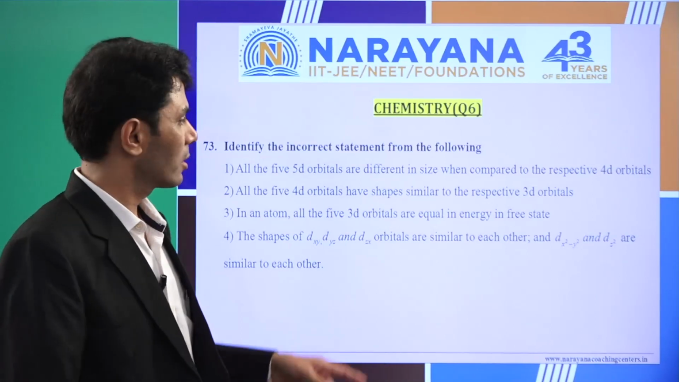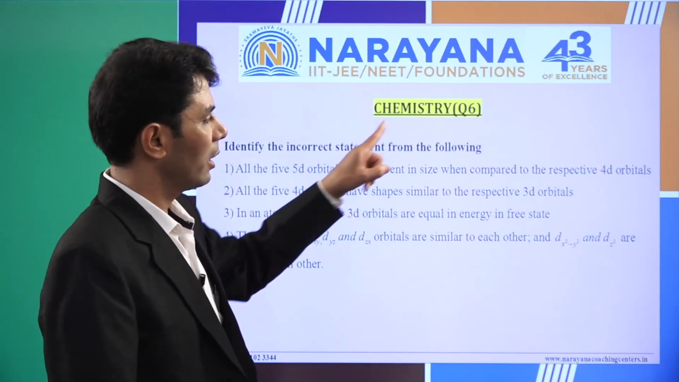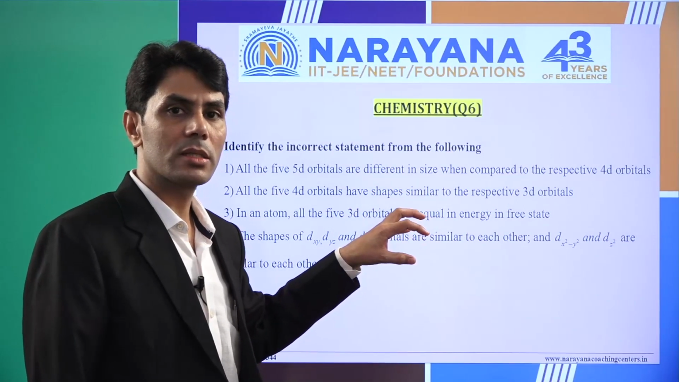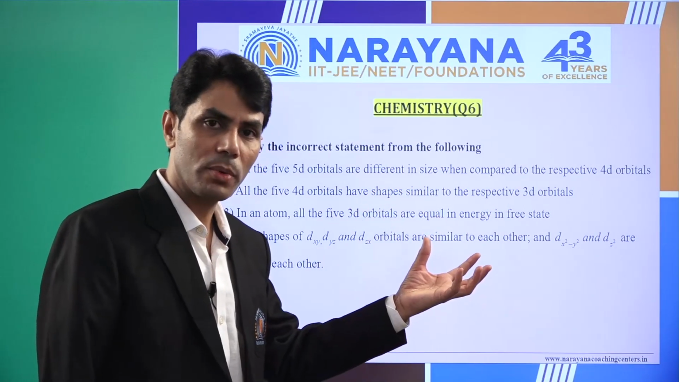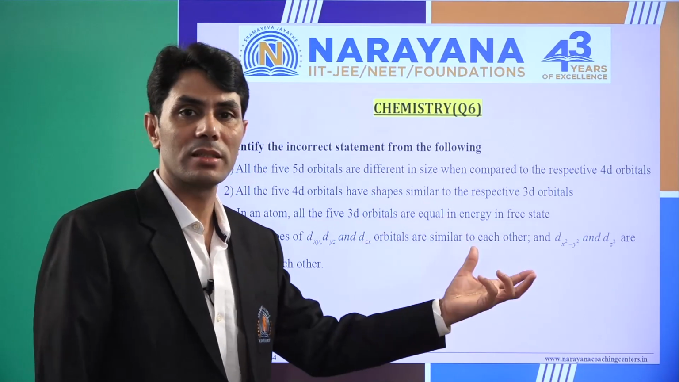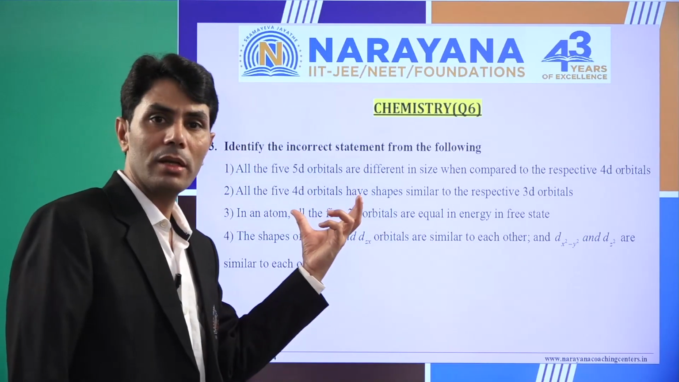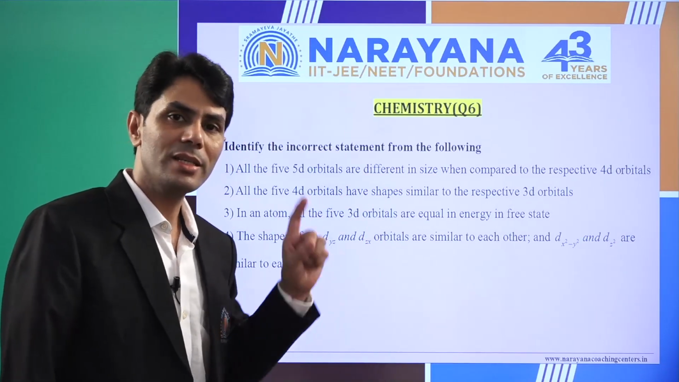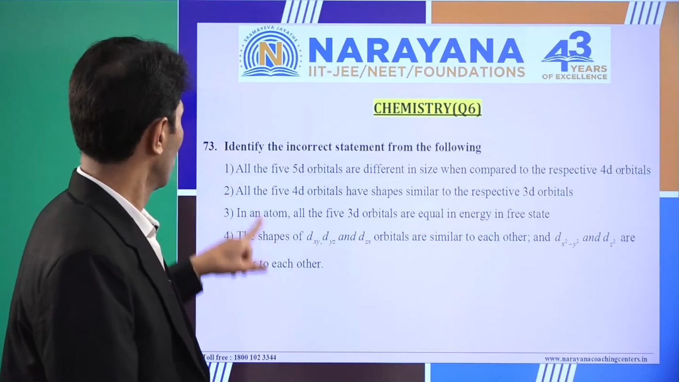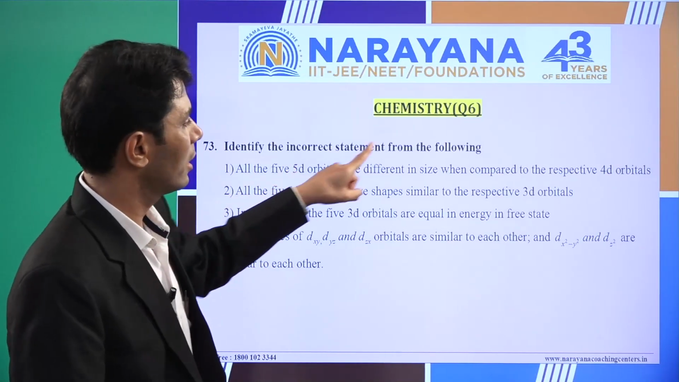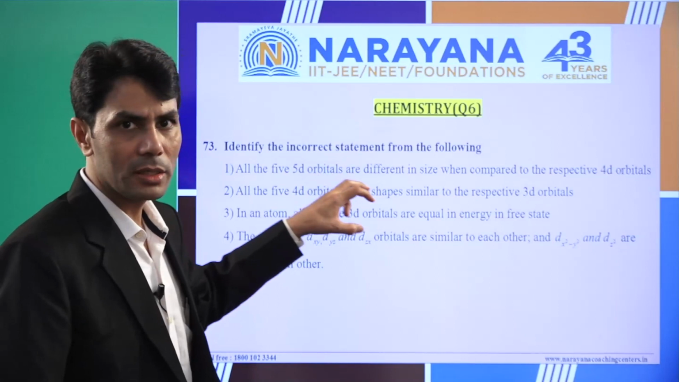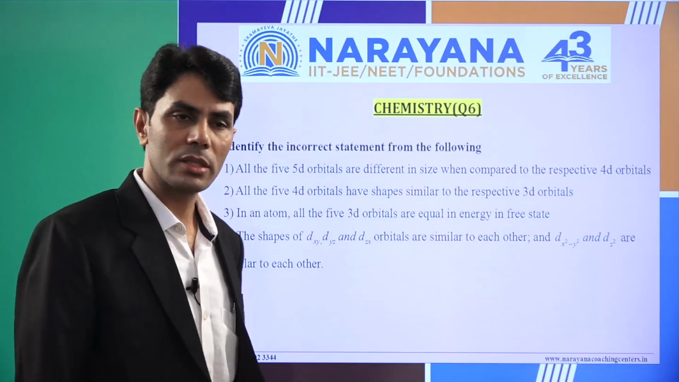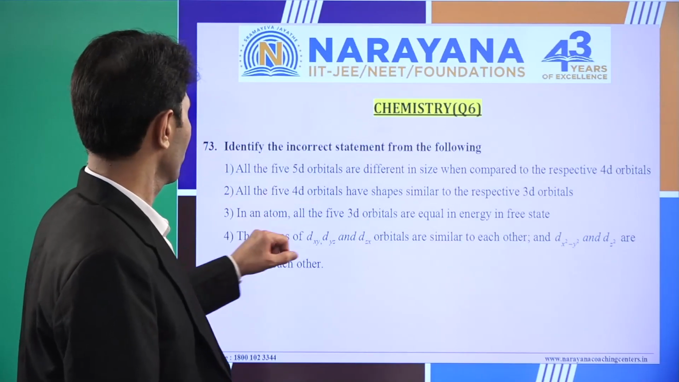Yes, both 5d and 4d, 3d, 6d, all d orbitals are of similar shape but of different size. Like a smaller apple and a bigger apple, both are apples. Their shapes are similar but sizes are different. So they are saying 5d orbitals and 4d orbitals are different in size. Yes, obviously. As the shell number changes, their size also changes. So it is a correct statement.